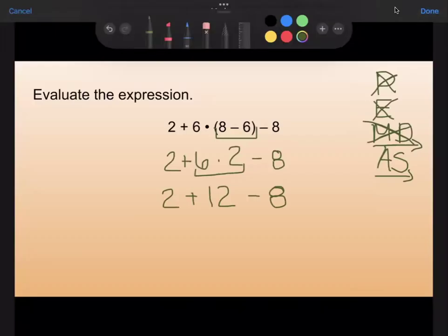Now I have addition, subtraction, and I do have one adding and one subtracting, which means I need to go in order from left to right. In this case, that just happens to follow add, subtract. But if the subtraction was first, we would need to do that first. So I can move from left to right by doing this first. 2 plus 12 is 14, and then minus 8, which equals 6. So the final value for this expression would be 6.